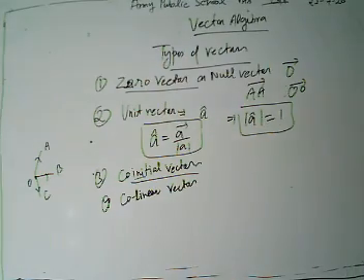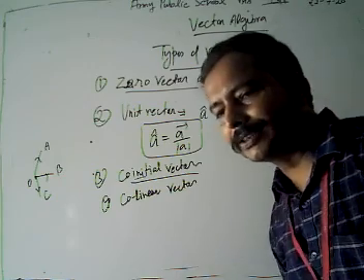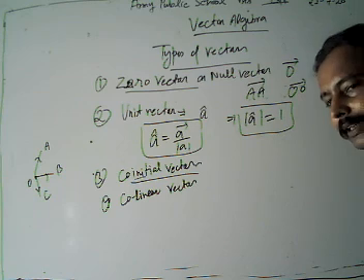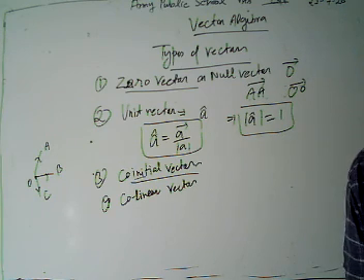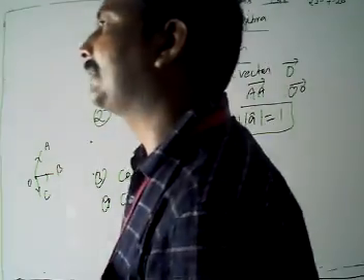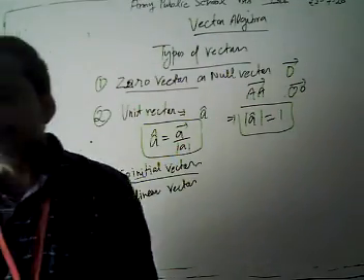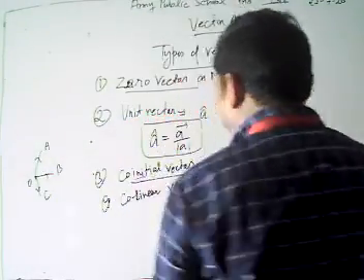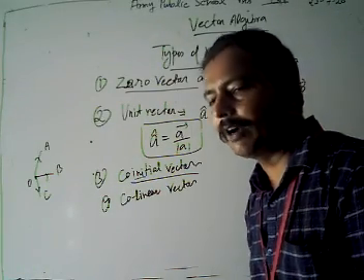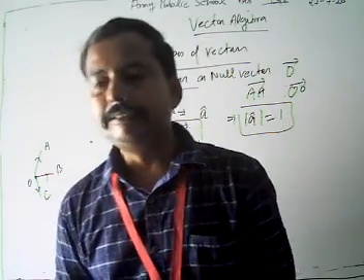Collinear vectors. What are collinear vectors? Two or more vectors are said to be collinear if they are parallel to the same line, irrespective of their magnitude and direction. In terms of collinear vectors, two vectors are said to be collinear if they are parallel to the same line, irrespective of their magnitude as well as directions.